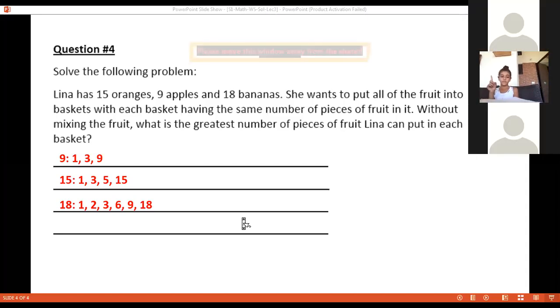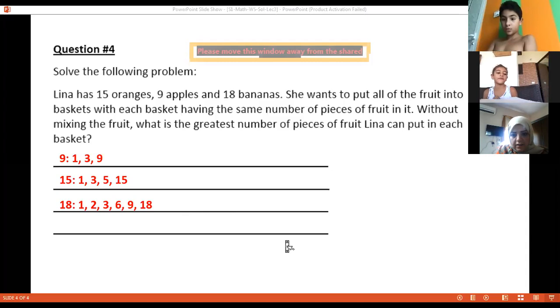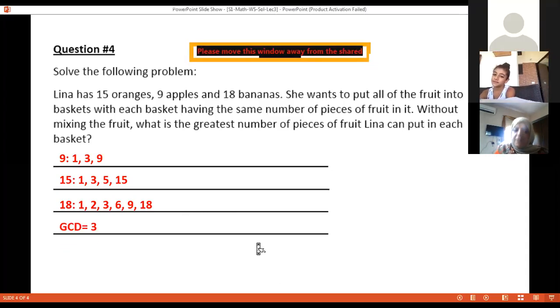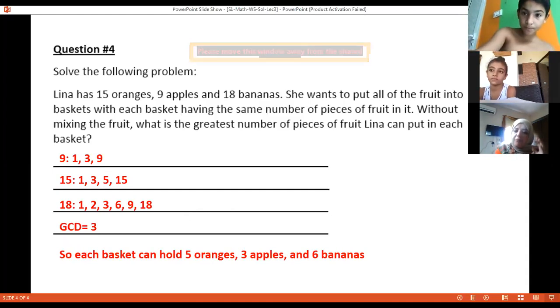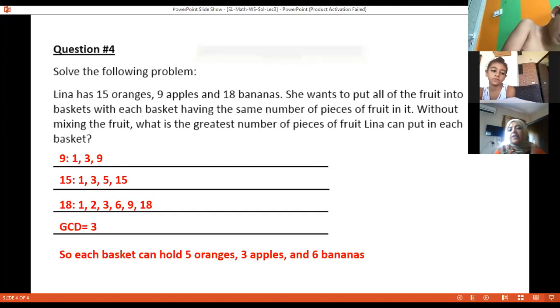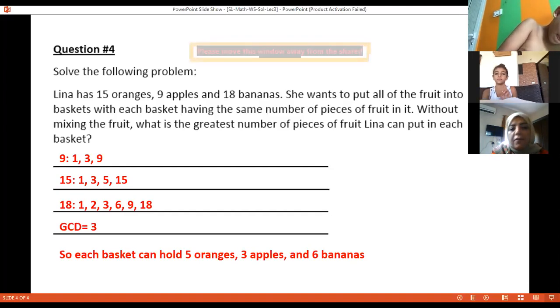Very good. So Lena can put 3 fruits in each basket. Because the GCD is 3, that means I can put in each basket 5 oranges, 3 apples, and 6 bananas. So each basket will contain 5 oranges, 3 apples, 6 bananas. And in the second one, 5 oranges, 3 apples, and 6 bananas. How did we know these numbers? We, for example, have 15 oranges, and the GCD is 3.